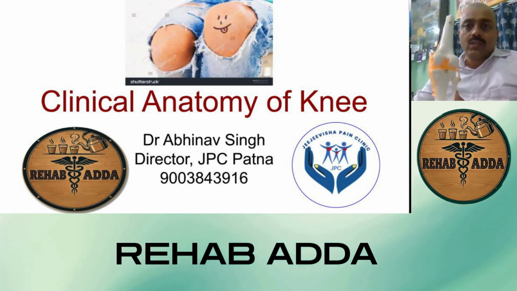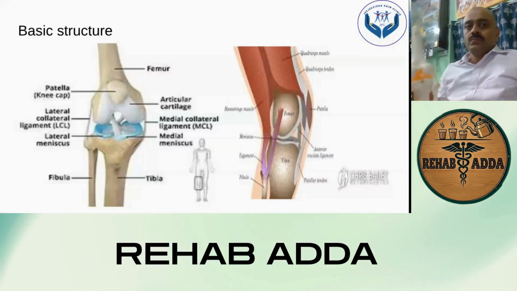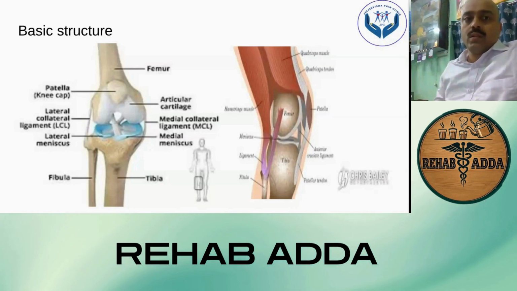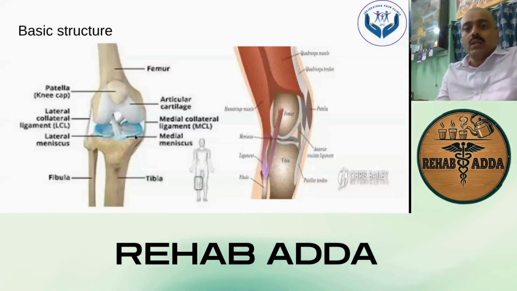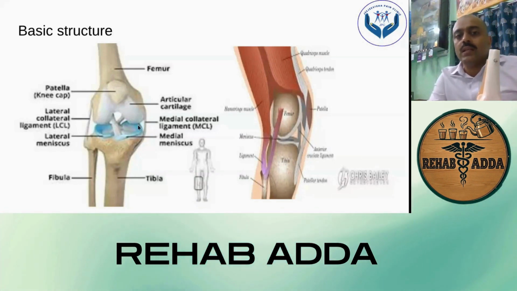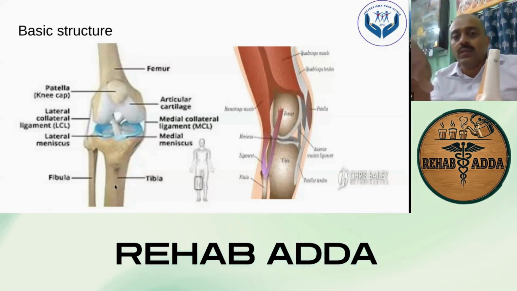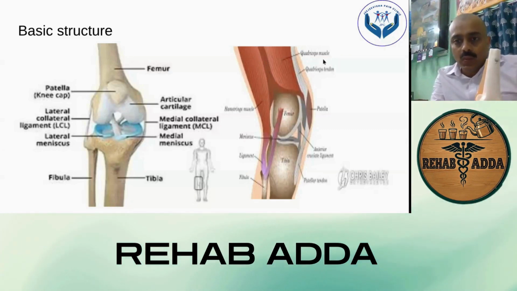So this is the basic common anatomy. This basic structure is the femur, the articular cartilage, the medial collateral ligament, medial meniscus. Always remember the lateral meniscus. Medial meniscus is comparatively thicker compared to the lateral meniscus, and it works as a shock absorber during walking or the weight bearing time. And then comes the lateral collateral ligament, tibia being an important bone all around.